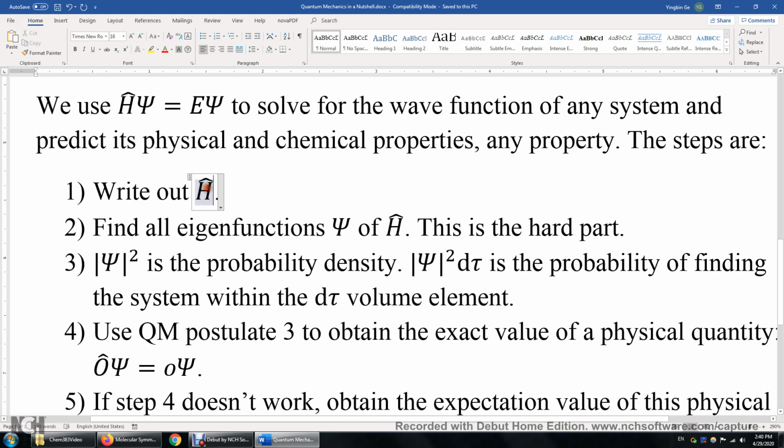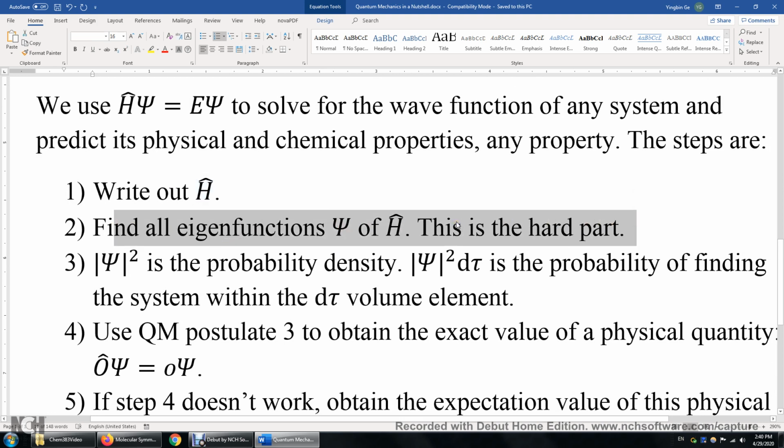All right, so write out the energy operator, and then find all eigenfunctions psi. You can say psi sub 0, psi sub 1, psi sub 2 of this Hamiltonian. This is the hard part. Very often we have to come up with approximate solutions, except for the systems that contain only one or two particles. For example, the hydrogen atom contains only two particles, one nucleus and one electron. Helium plus, lithium 2 plus, beryllium 3 plus, and boron 4 plus all contain only two particles, one nucleus and one electron. Therefore, we can solve the Schrödinger equation for those ions exactly.